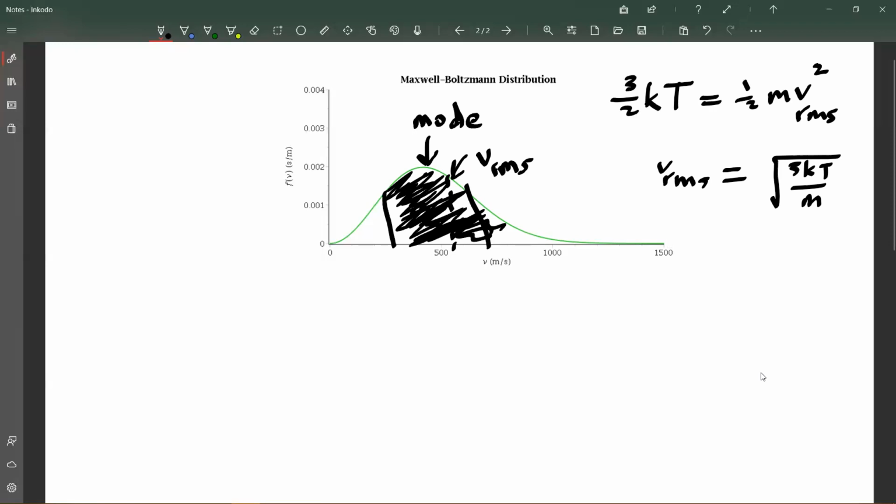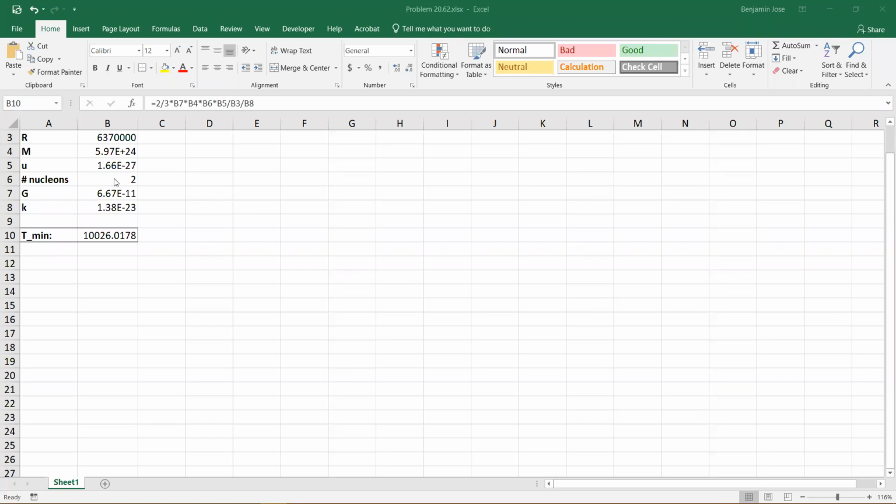Let's go back to the spreadsheet and see what the required temperature would be for nitrogen to escape, the typical nitrogen particle to escape. The only thing that has to change here is the number of nucleons. And we just looked at the fact that a nitrogen atom has 14 nucleons. So gaseous diatomic nitrogen would have 28. And that temperature is much higher still, 140,000 kelvins. So this is kind of the opposite problem. Well, it's not really opposite, but that's also an extraordinarily high temperature, way higher than any actual temperature on planet Earth.